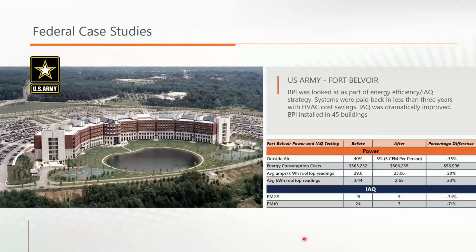So I talked a little bit about energy and energy performance. If you use the IAQ standard like the US Army Fort Belvoir did in one of their buildings, they were able to significantly reduce their energy costs. Their energy consumption costs were $363,000, and then after they were $306,000. So by introducing BPI in their facility, they were able to save $57,000 a year. So pretty significant, like a 28% reduction.